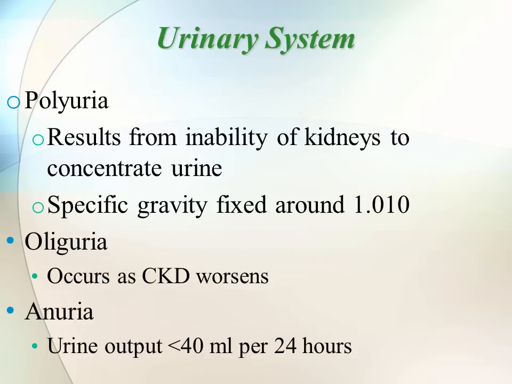We are going to want to look at specific gravity to see how well the urine is being concentrated. We do that with a clean catch, which is part of a regular urinalysis. So it measures the kidney's ability to concentrate. With kidney disease, we have a fixed specific gravity. That means it's not changing at all.